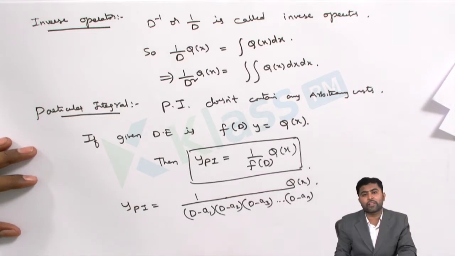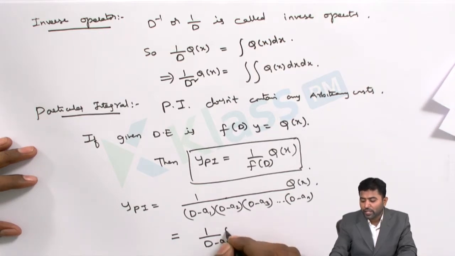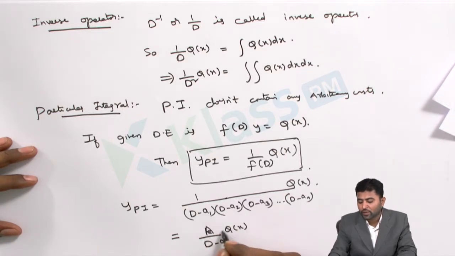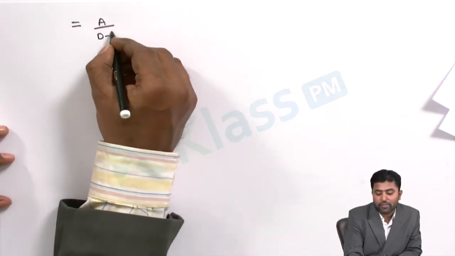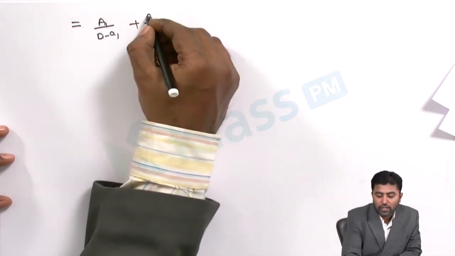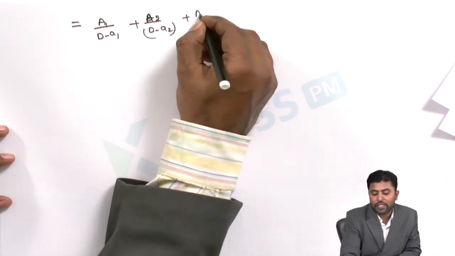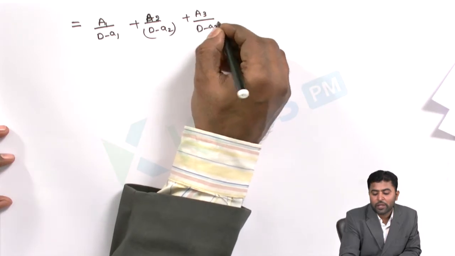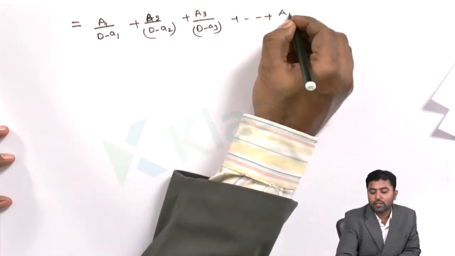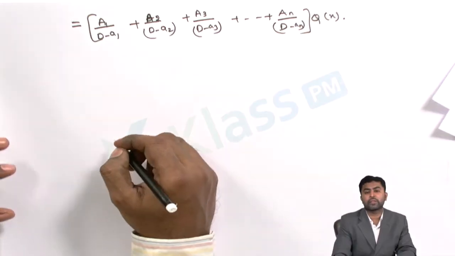Then I can separate them by using partial fractions, and I can write them as A1 by D minus a1 plus A2 by D minus a2 plus A3 by D minus a3 plus and so on, An by D minus an, into Q of x, right?